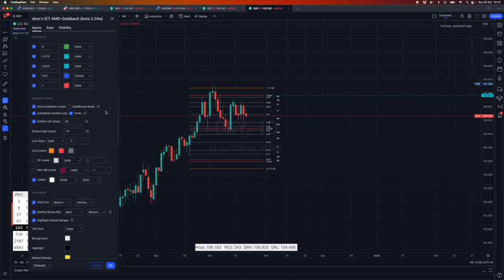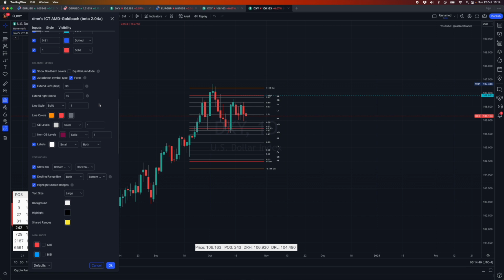Now some other things that are pertinent. If you are just concerned with understanding whether we are in the premium or discount of the range, you can switch to equilibrium mode. There we go. So the intermediary IPDA levels have been hidden, and it just shows you the low, EQ, and the high. So this is handy if your algorithm or the strategy that you adopt is just concerned about taking longs in the discount of the range and shorts in the premium.